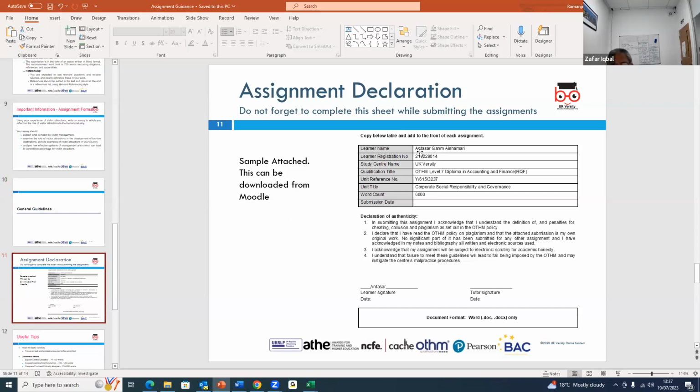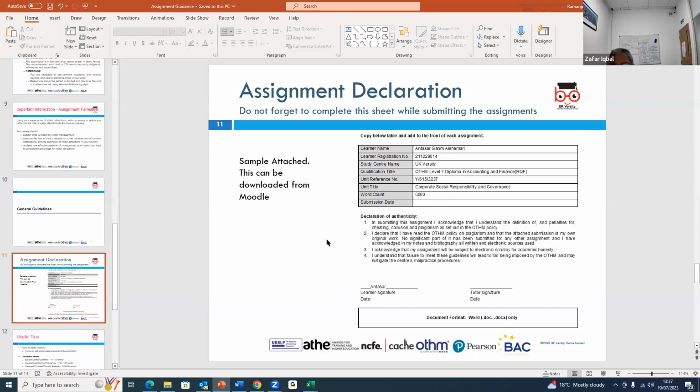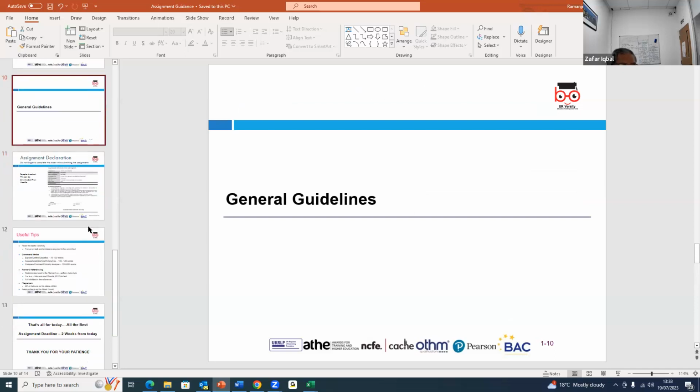You fill in the details: your name, your learner name, your registration, your course, your center name, qualification, all these in a table format, and the word count. You fill that in and sign it at the bottom, date it, and attach it with your assignment and send it off.